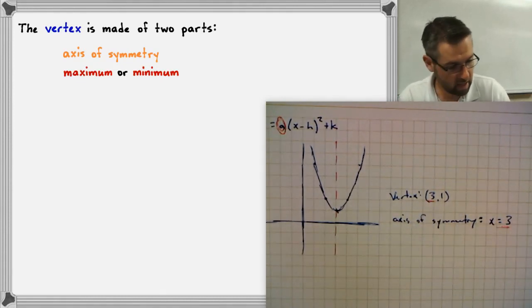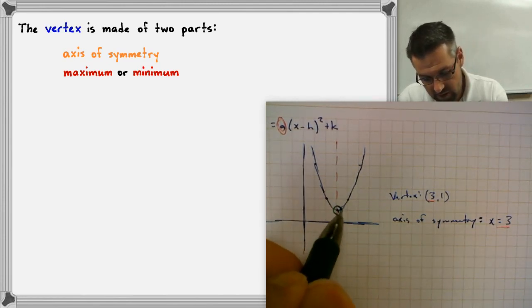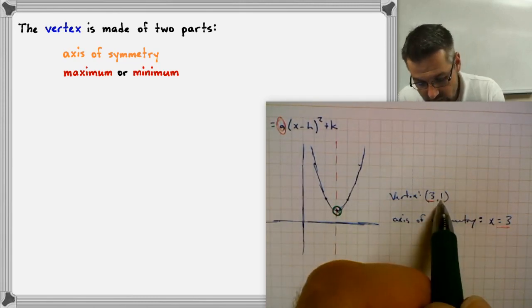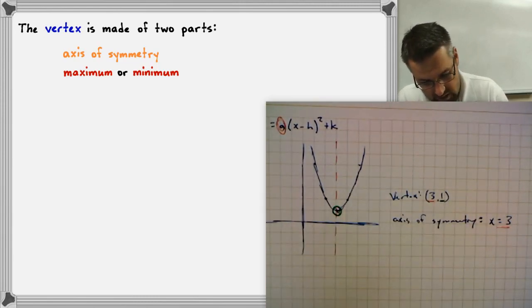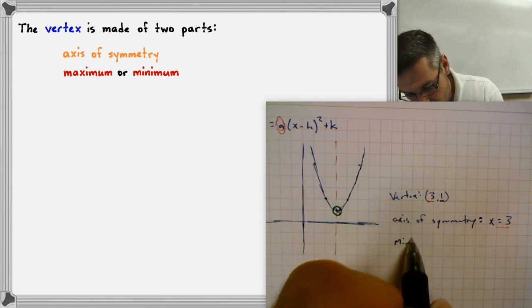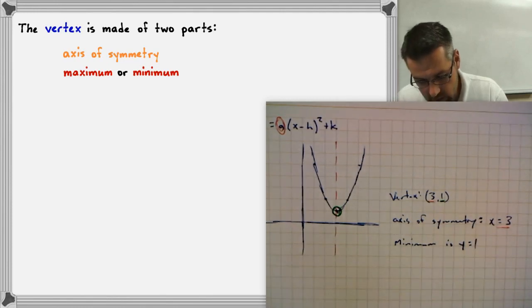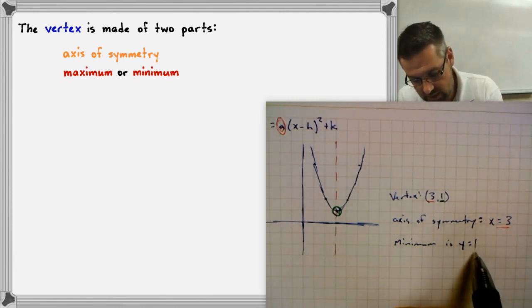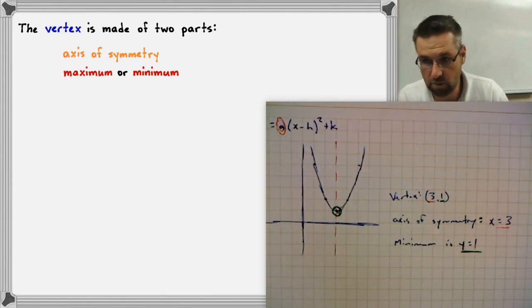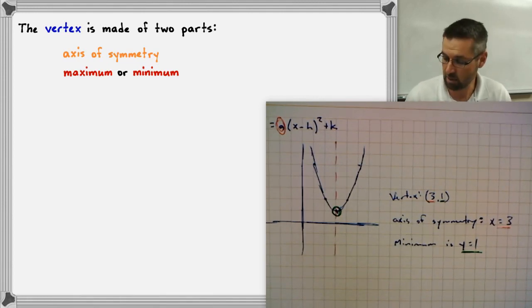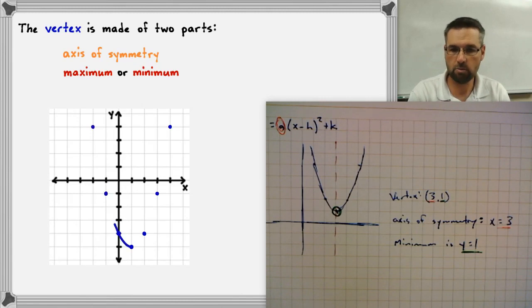And then the maximum or the minimum value, well, this is a minimum. This is the lowest part of the parabola. The minimum value is 1, right? So we would say the minimum value is y equals 1. And so we can see that the vertex is composed of these two things. Okay, so we just need to know how to find the axis of symmetry then and the max or min value. Okay. Oh, I guess I have another example here so we can see it.